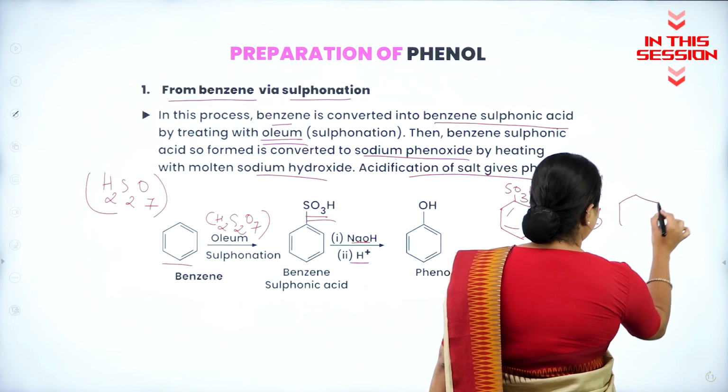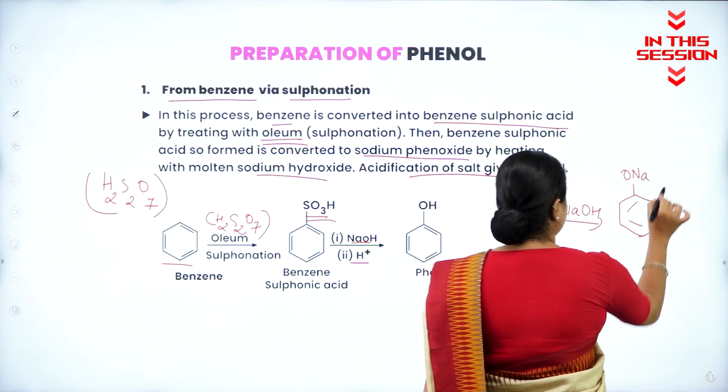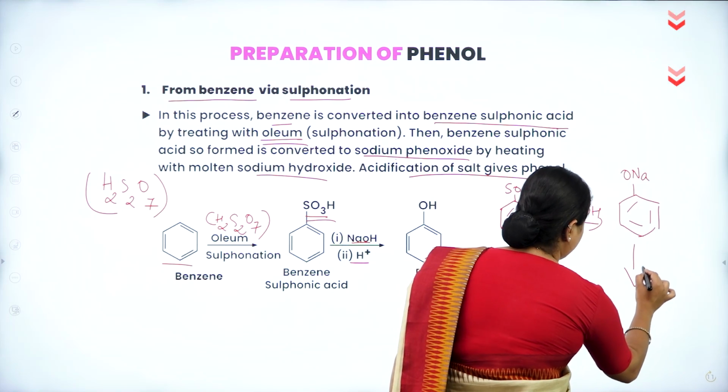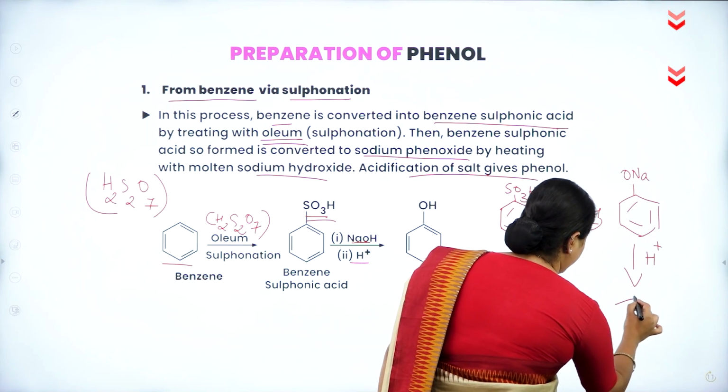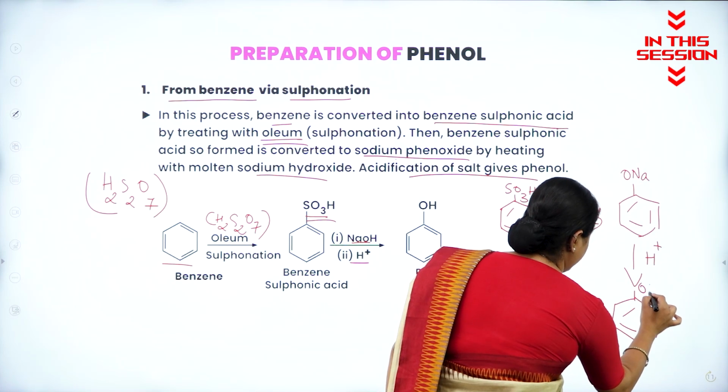Now what is sodium phenoxide? On benzene you will have ONa. So this is sodium phenoxide. Then I am going to acidify it. What are you going to get? You are going to get phenol. OH will be present here.